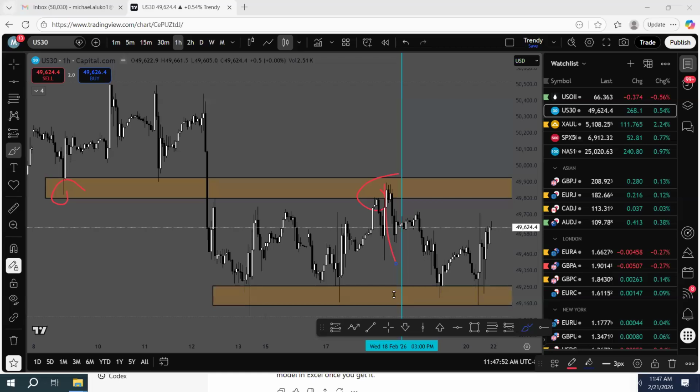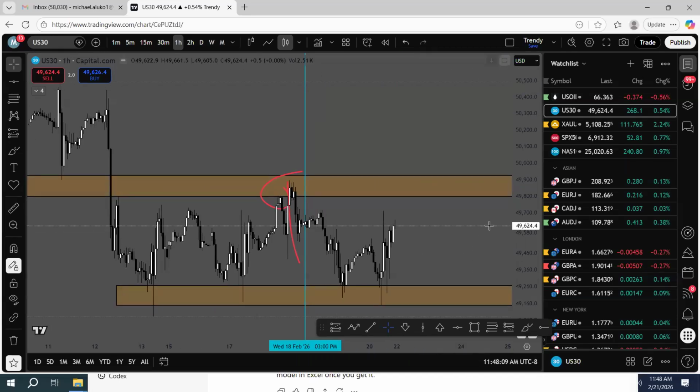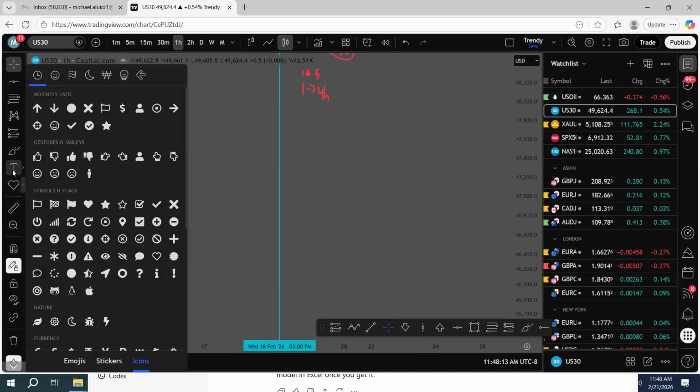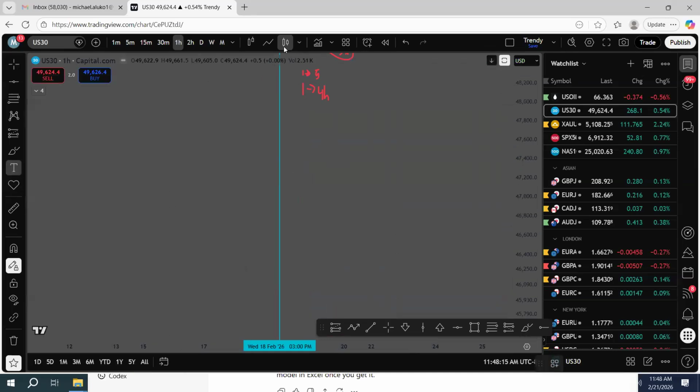G is the guide time frame. So if I'm trading the 1 hour time frame, I want to make sure, let me go back to the example I was giving.